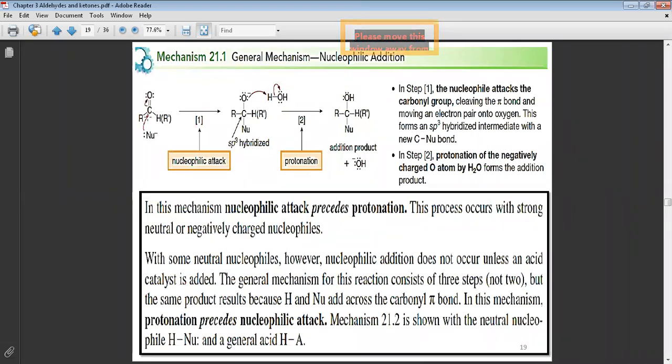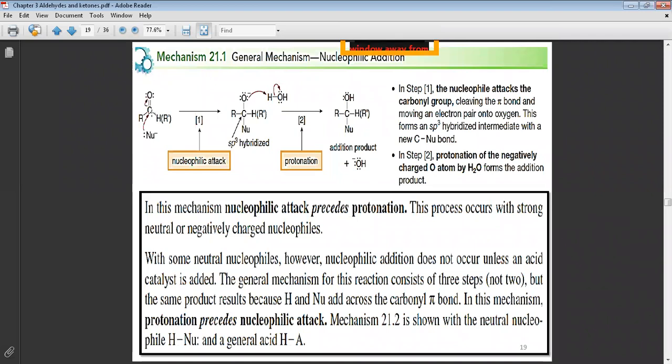What will happen if you use a neutral nucleophile, like an alcohol, or like H2O? That means the neutral nucleophile is not very strong and cannot attack the partially positive charge. For this reason, in these cases, if you use a neutral nucleophile, you have to use an acid as a catalyst.